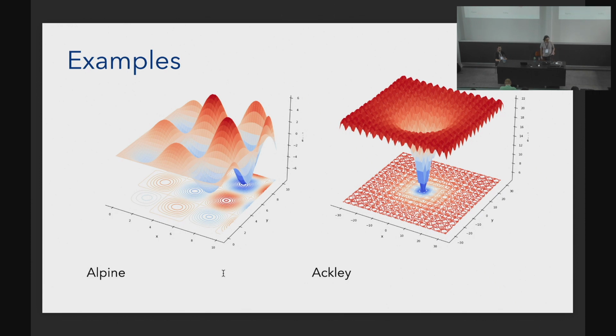Examples where you might need global optimization are these functions. There's the Alpine function that has a few different optima, and the Ackley function is just very regular with very many different optima. You can imagine that if you do local optimization for these two functions, you don't necessarily get to the global optimum, you just get stuck in the first local optimum.